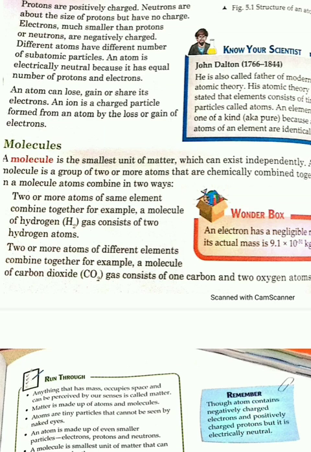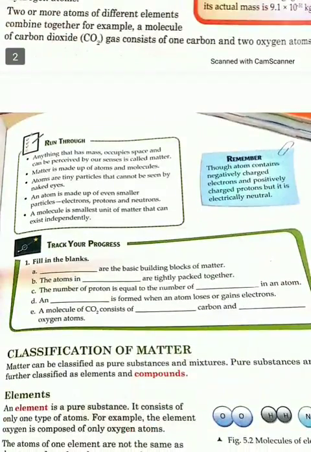If we talk about water, water has the formula H2O, which means two hydrogen atoms and one oxygen atom combine with each other to form one molecule of water. In the same way for carbon dioxide, one atom of carbon and two atoms of oxygen combine with each other to form one molecule of carbon dioxide. So I think molecule is also clear to you.